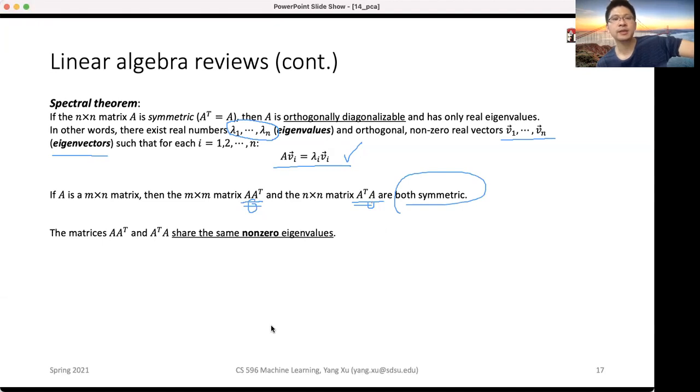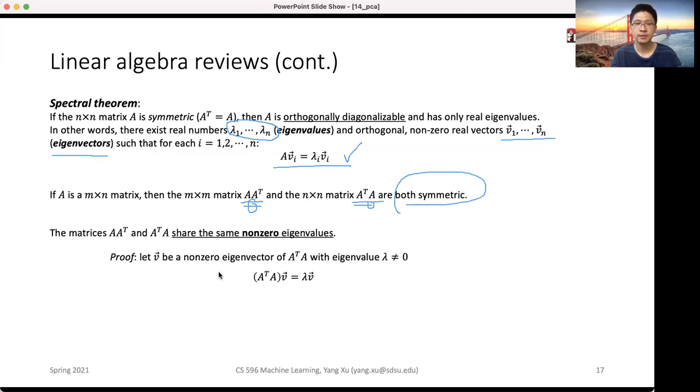Okay, and by the spectral theorem, because A times A transpose and A transpose times A are both symmetric, they share the same non-zero eigenvalues. For example, say V is a non-zero eigenvector for A transpose times A with some eigenvalue, which means we have this equation. That is by the definition of eigenvalues and eigenvectors.